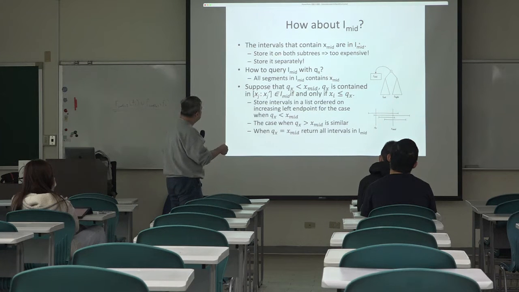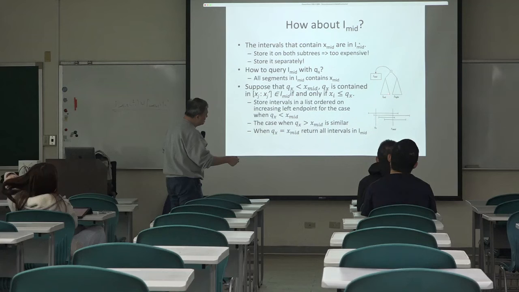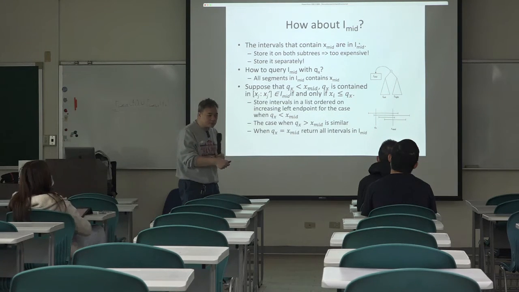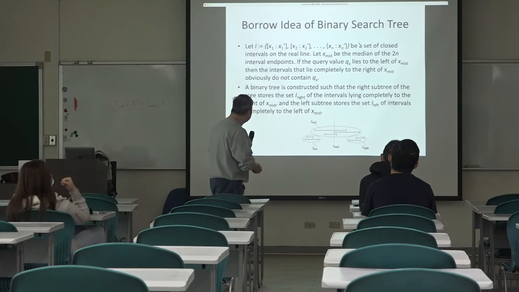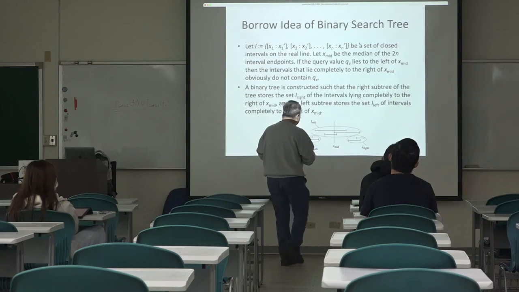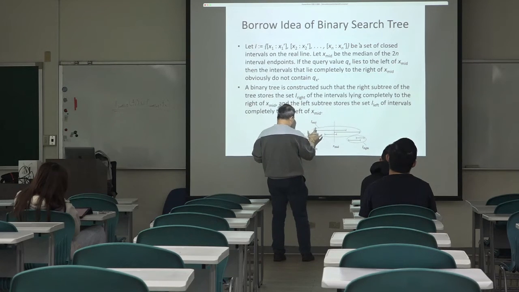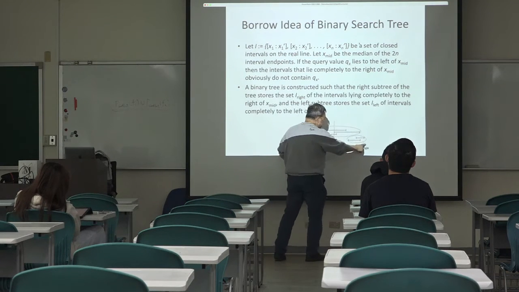So, in other words, not only do we put the interval here, we put it in the left subtree and the right subtree too. These intervals not only appear here, but actually appear in all these three segments; the interval will appear in I left and I right.